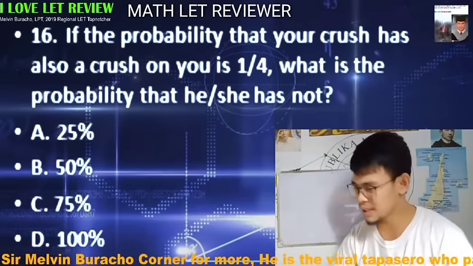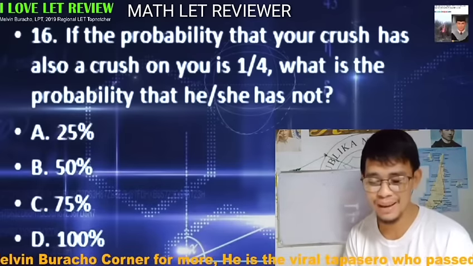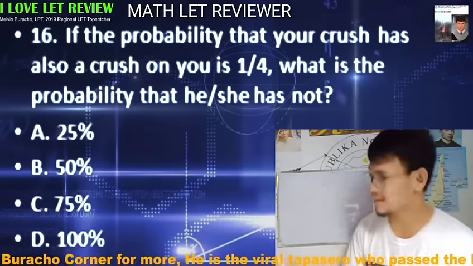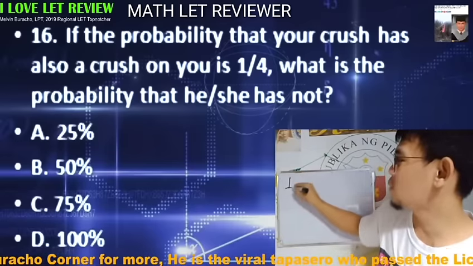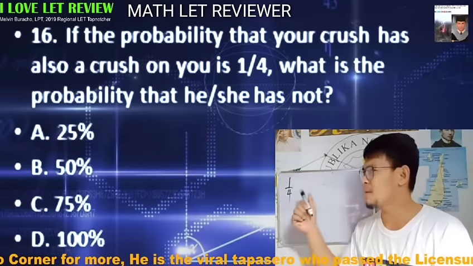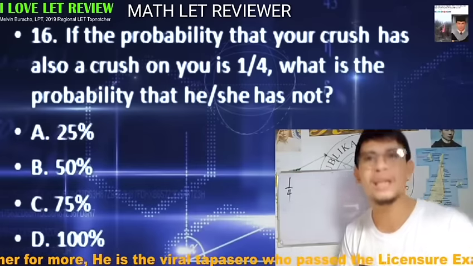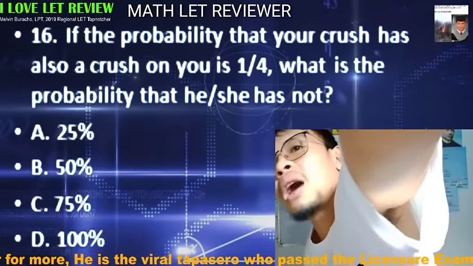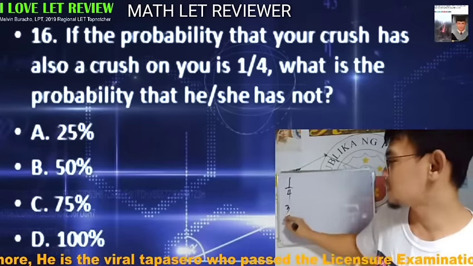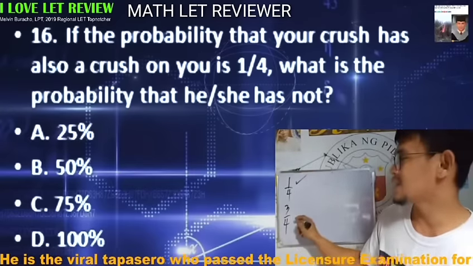So ganito lang po, madali lang po to. Actually, you can just do that by mere inspection, but ayan, pahirapan natin ng konti yung mga ginagawa natin dito. So if you are given 1/4 chance na yung crush mo may crush din sa'yo, so what is the probability that she or he has no feelings on you at all? So wala siyang gusto talaga sa'yo sa pagbumukha mo. Is 3/4, no? So again, 1/4 yung may chance ka, 3/4 yung wala kang chance, okay?